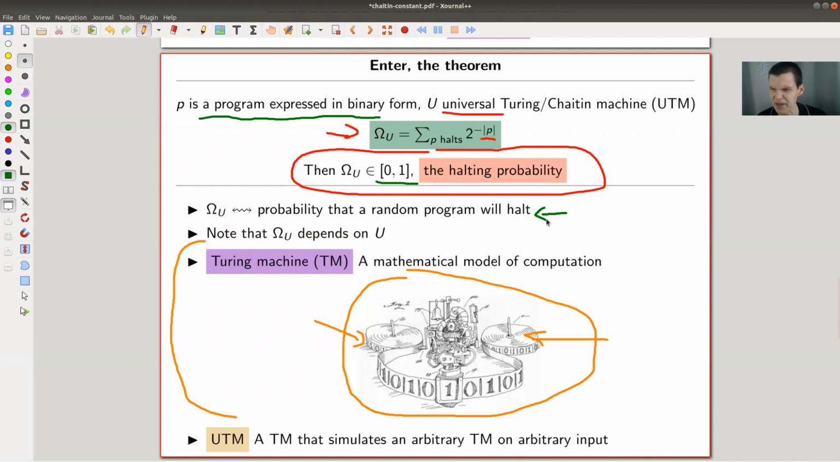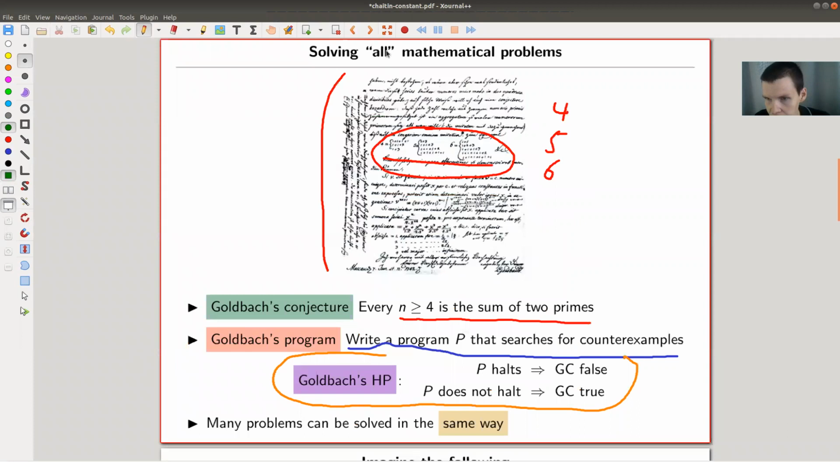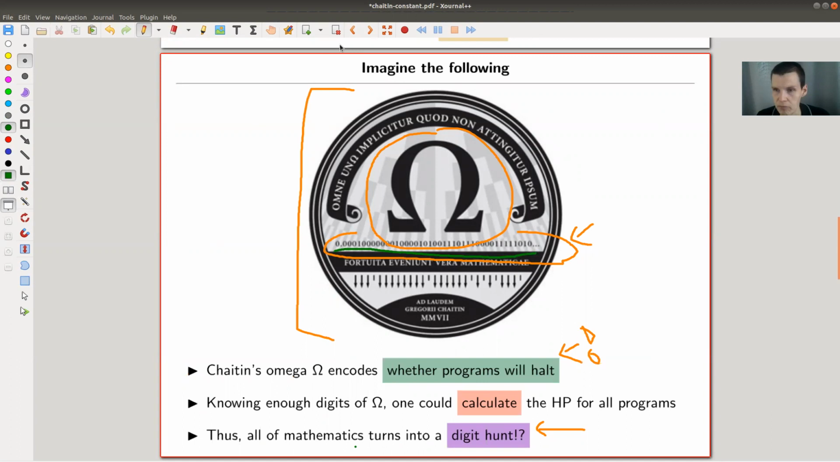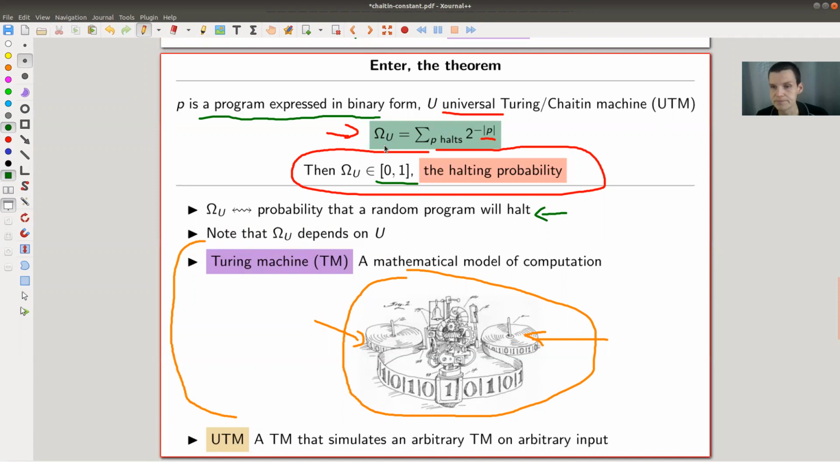That's kind of a funny thing. So how it looks is, in binary form, it would be 0 0 0 1 0 1 0 1 0 1 1 1 0, something like this one here that you see on this medal, but really tiny. So some number between 0 and 1. And the only catch is that it depends on the machine. And this is kind of a cool concept, right? It's a funny way to define a real number.